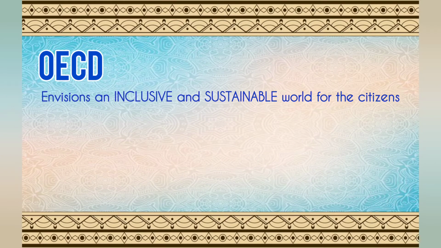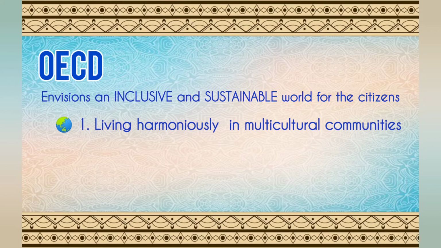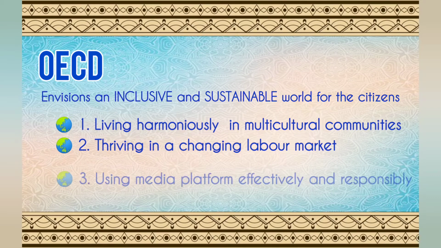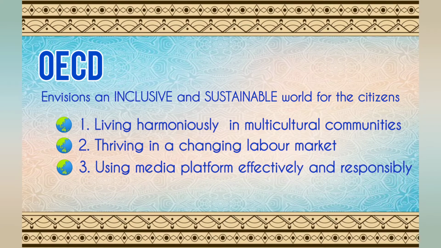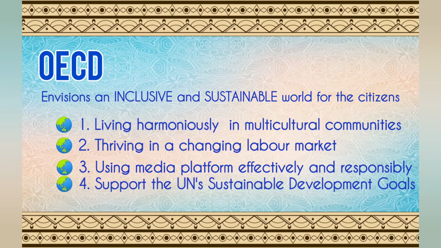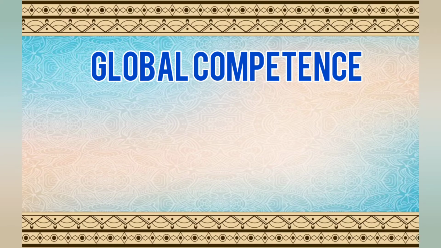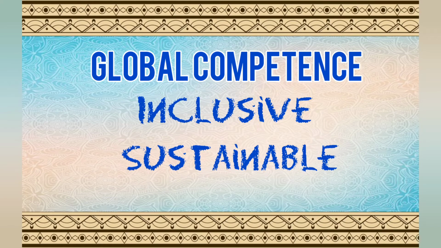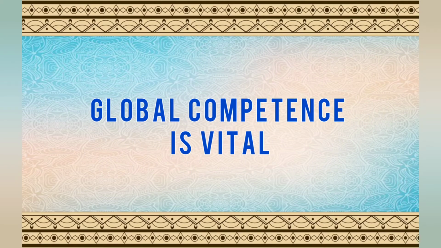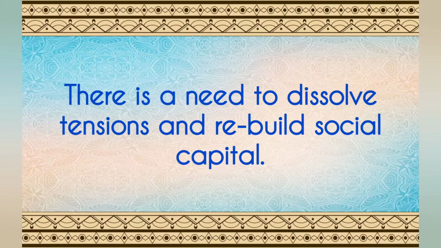OECD envisions an inclusive and sustainable world where citizens will have a capacity for: first, living harmoniously in multicultural communities; second, thriving in a changing labor market; third, using media platforms effectively and responsibly; fourth, supporting the United Nations Sustainable Development Goals. The organization proposes that developing students' global competence through education can result in a more inclusive and sustainable world. The organization argues that global competence is vital because around the world, in the face of widening income gaps, there is a need to dissolve tensions and rebuild social capital.